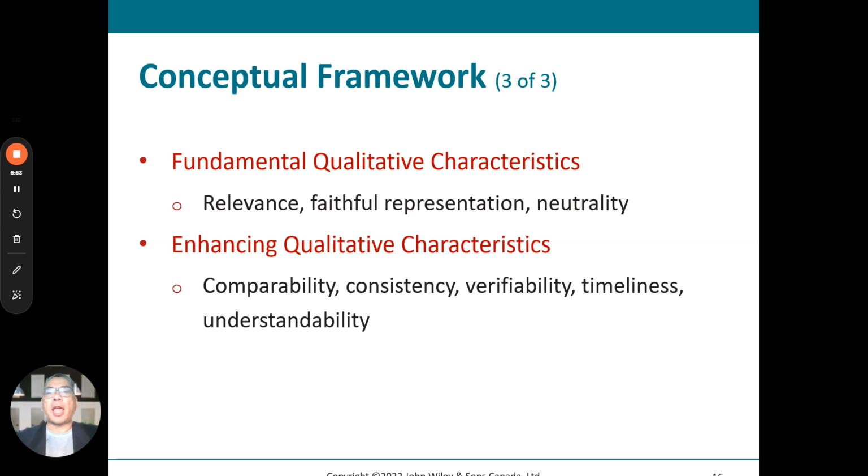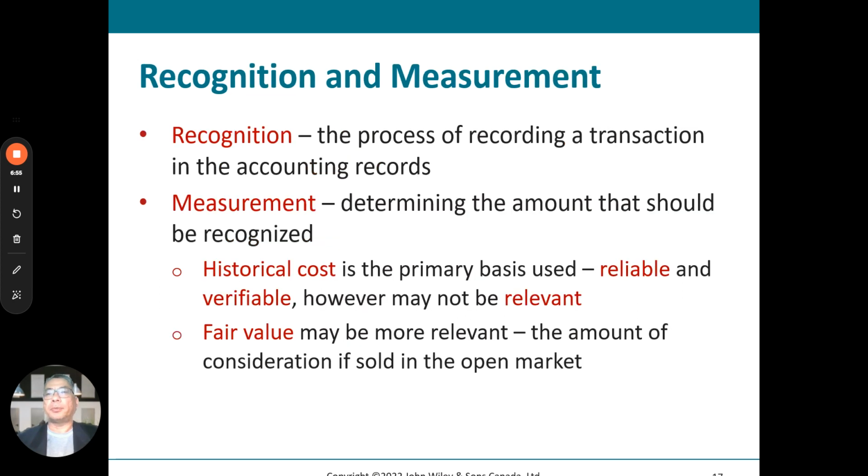In terms of recognition and measurement, number one, recognition is the process of recording a transaction in the accounting records. Number two, measurement is determining the amount that should be recognized. The first basis is historical cost, which is the primary basis used, and it has to be reliable and verifiable. It means that your data has to be reliable.